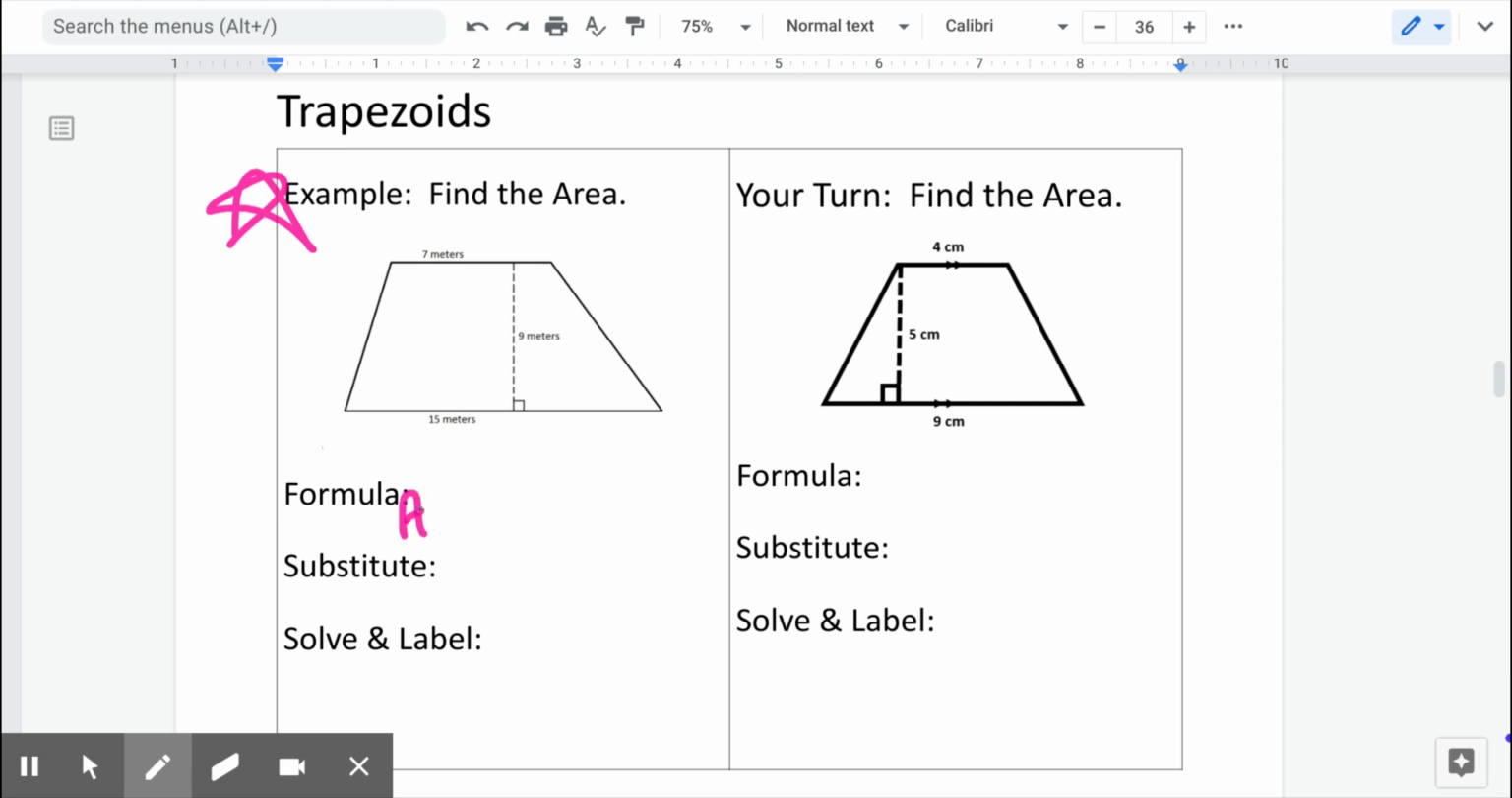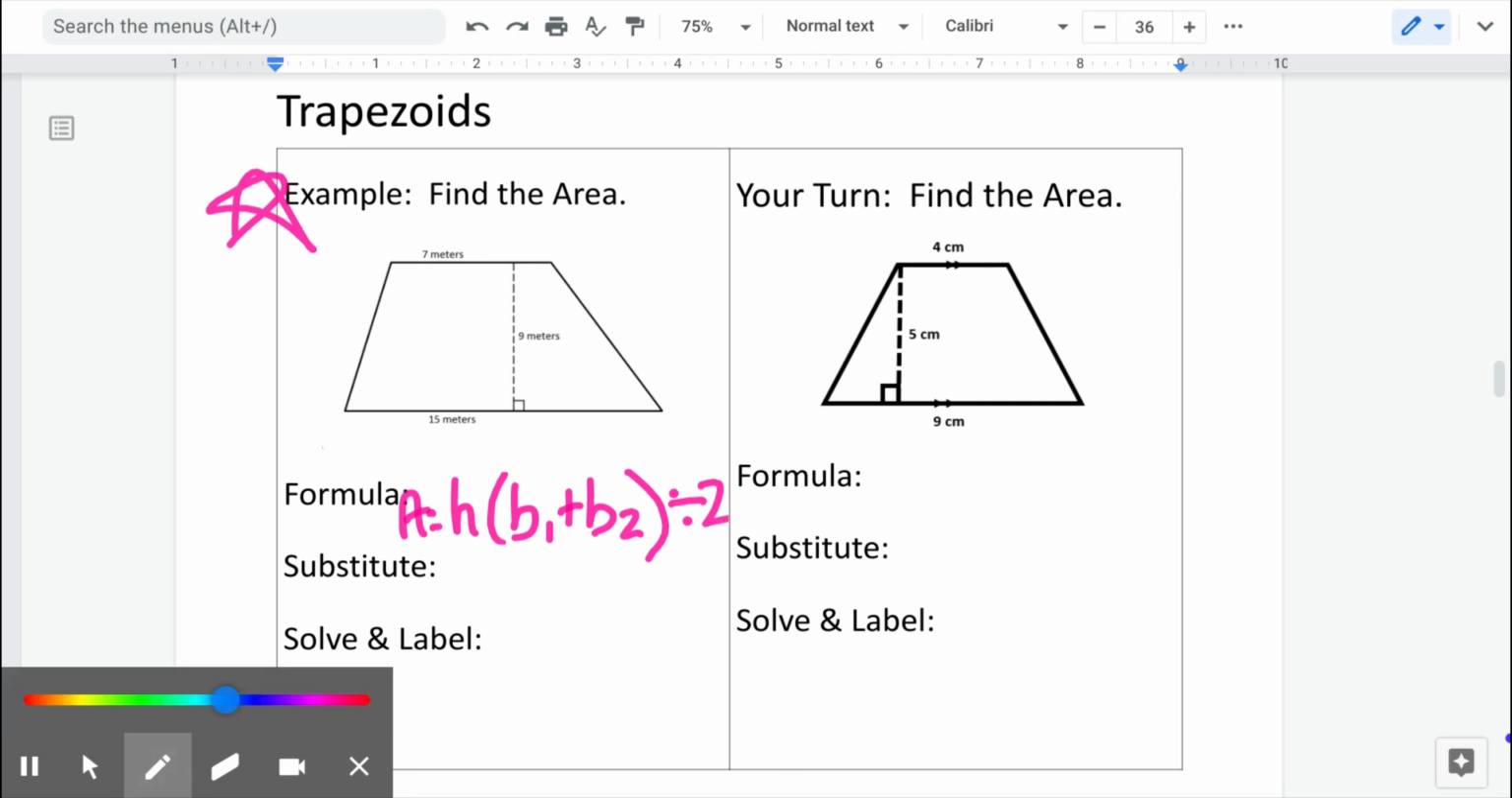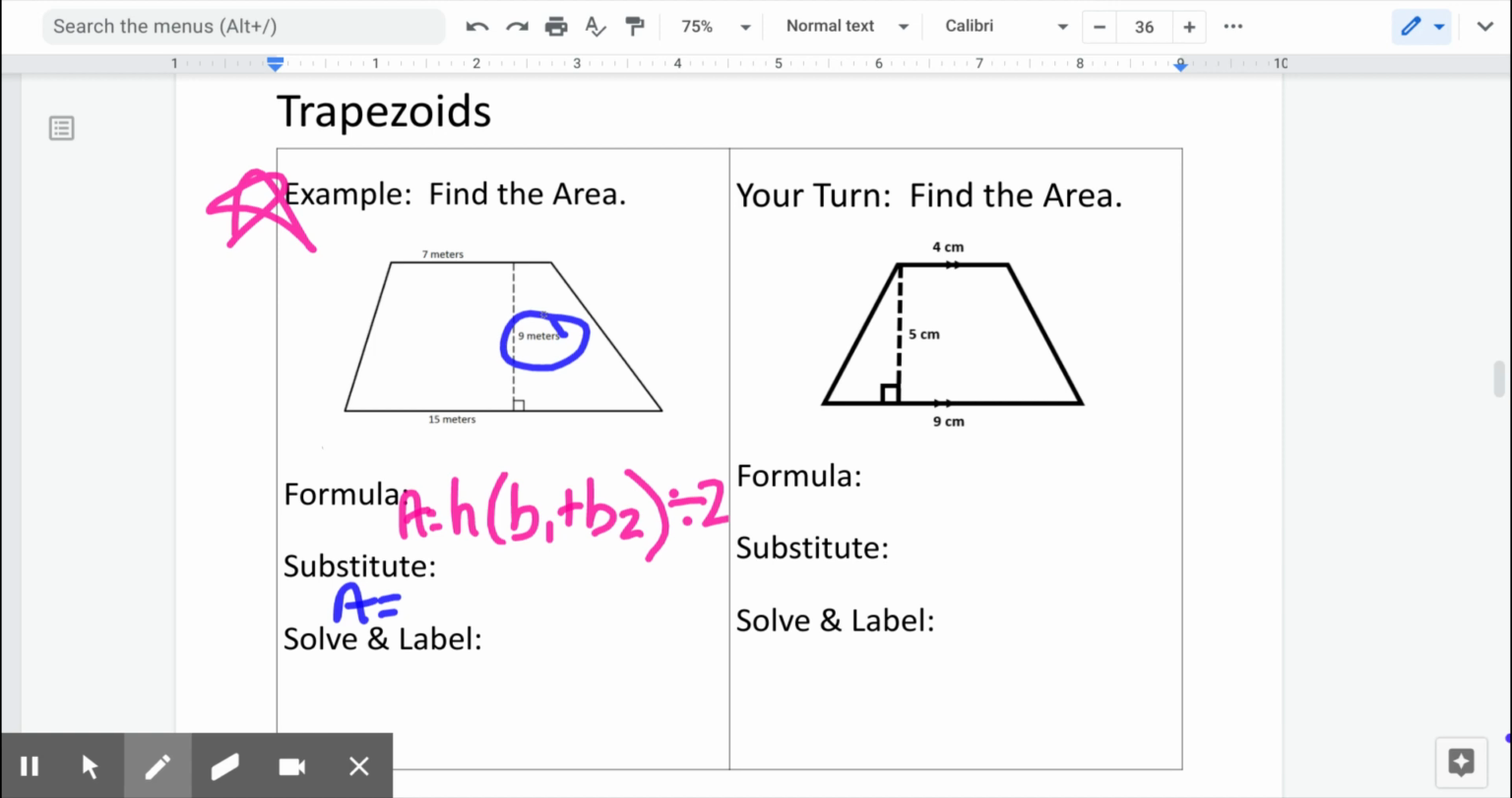Formula is area equals the height times the base 1 plus base 2, then we can divide it by 2. So the first thing you do is write down the formula. You should do that right now. Next, we are going to substitute in. So we have our area equals, our height is 9 meters, times our base 1, which is 15, plus our base 2, which is 7, divided by 2.